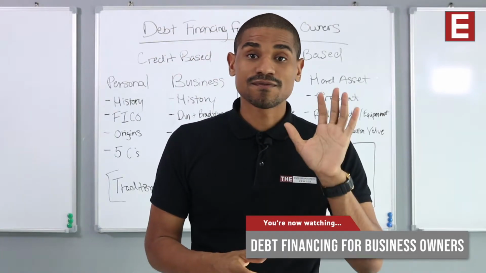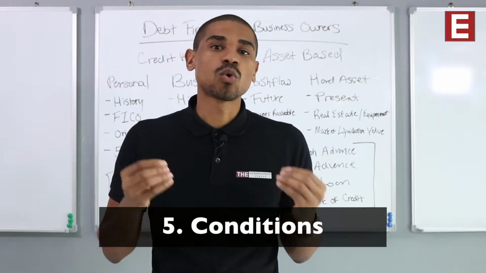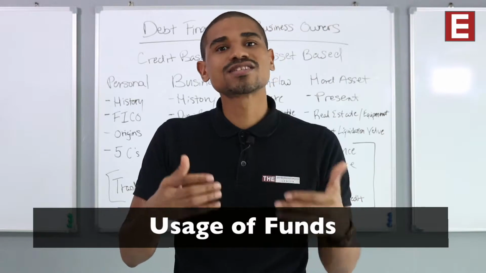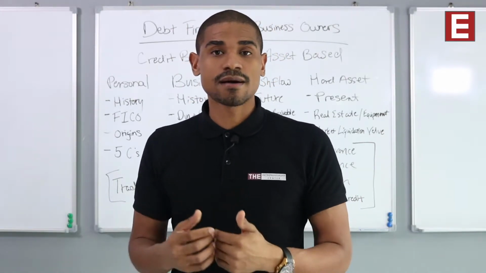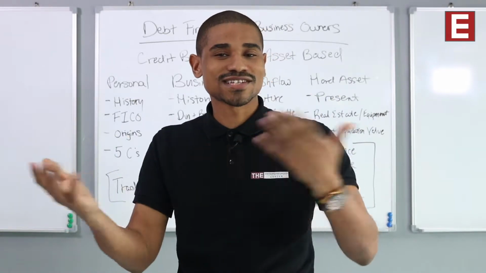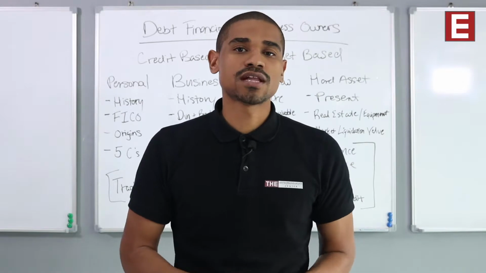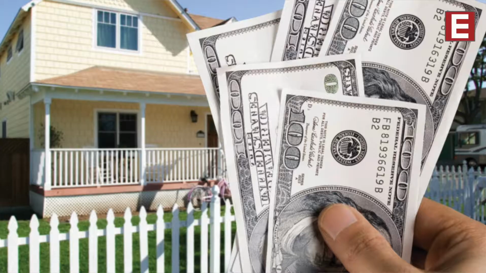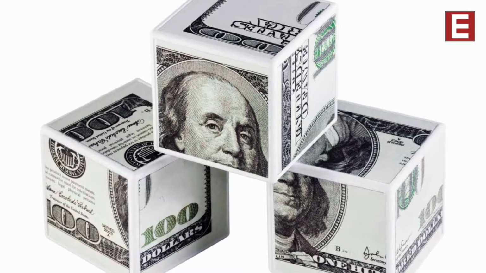The 5th and final of the 5 C's is essentially conditions. What is the usage of the funds, right? Are these funds going to be put towards a business? Obviously since it's a business video, they should be put towards a business. But normally when people go get loans, they could do home remodeling. They could use it personally to bridge personal cash flow gaps.